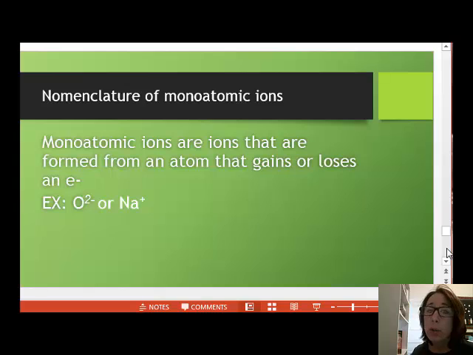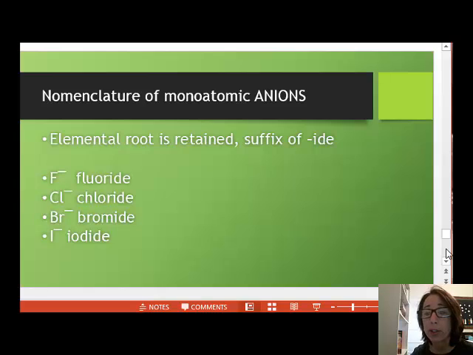Mono means one. Two examples of monoatomic ions include the ion formed from an oxygen atom that has a -2 charge, and the ion formed from a sodium atom, which has a +1 charge. Let's look at the monoatomic ions that are easier to name first. These are the anions, or negatively charged ions.